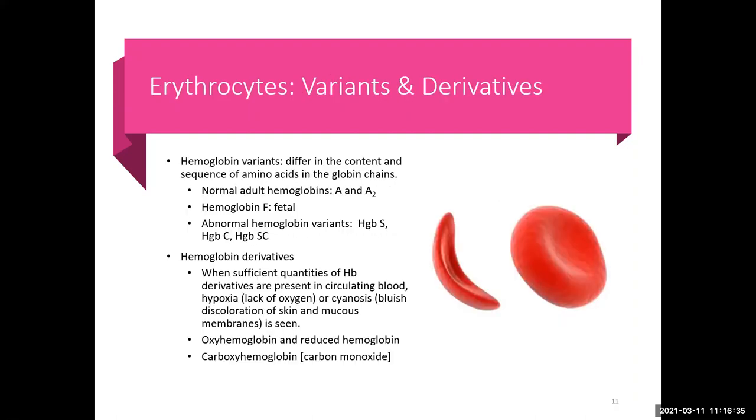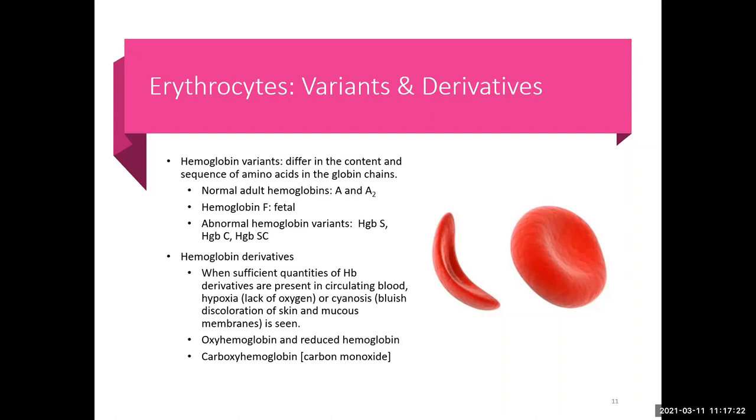Now, hemoglobin itself can have some variations to it. Normal hemoglobin for an adult has hemoglobin A and hemoglobin A2, and of course you'll get into this more within hematology and some in chemistry. Fetal hemoglobin, hemoglobin F, is the primary hemoglobin for a fetus or newborn. So newborns have a large amount of fetal hemoglobin before they actually start making the A and A2. So if you were to do a hemoglobin electrophoresis on an infant, you should see a lot of hemoglobin F. On an adult, you should see a lot of hemoglobin A and A2.